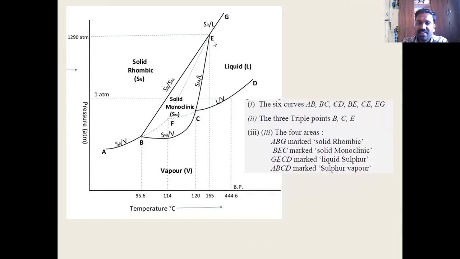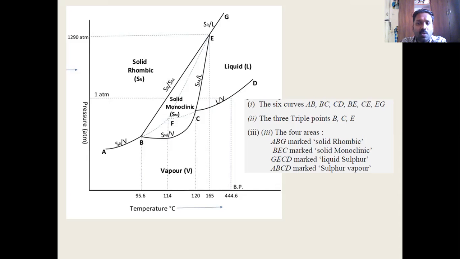Okay, so what do we have to do now? In any phase diagram, we have to describe which phases exist along these curves, at the triple points, and inside an area. Which are the areas now? A, B, E is one area. B, C, E is another area. G, E, C, D is one more. A, B, C, D is the last one.